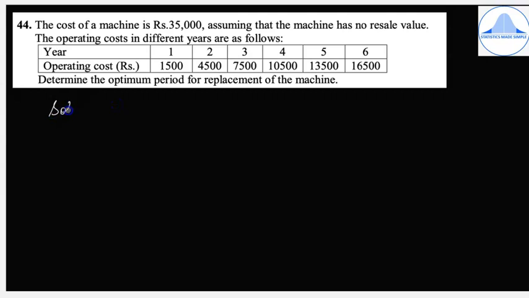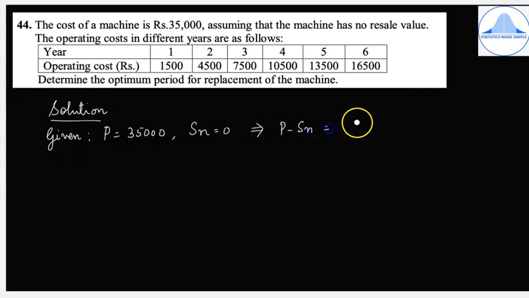Starting with the solution, let us write what is given in the problem. The cost of a machine is rupees 35,000, meaning the purchase cost, that is capital P, is equal to 35,000. There is no resale value, that means Sn is equal to 0. So it implies that P minus Sn is equal to 35,000 minus 0, which is equal to 35,000.